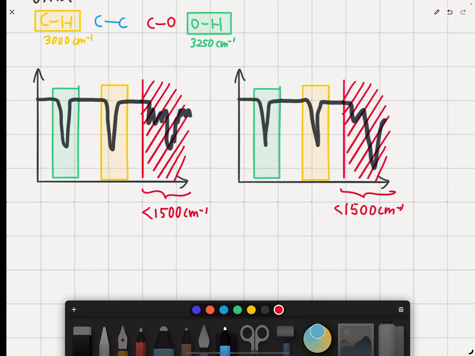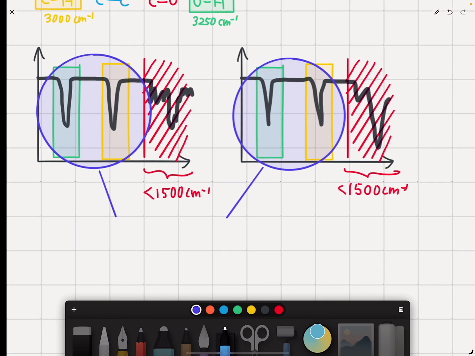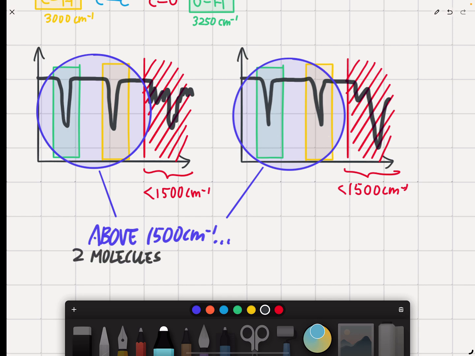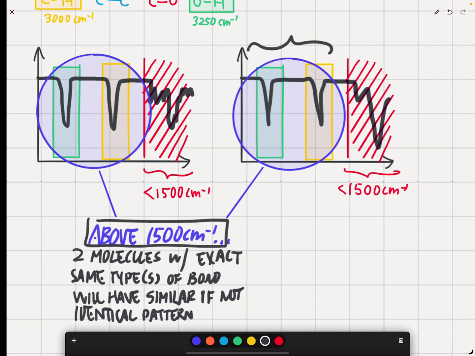So what is the takeaway here? It is that if two molecules have the exact same type of bonds, they may have a very similar pattern above 1500 cm^-1. Note the word above. Above 1500 cm^-1, two molecules with the exact same types of bonds will have a similar, if not identical, pattern in this region, just this part.